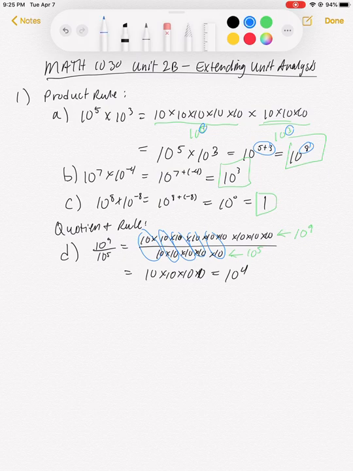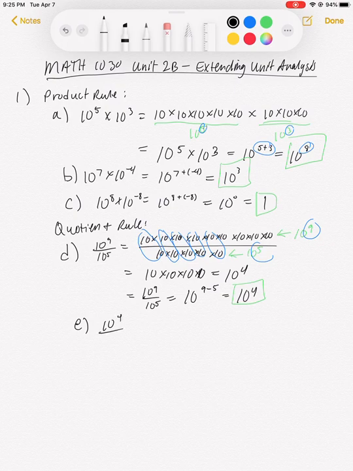Now notice that the 9 and 5 are related to 4. So I can say that 10 to the 9th divided by 10 to the 5th is equal to 10 to the 9 minus 5 power, which is 10 to the 4th. Okay, so there's my little shortcut there. All right, let's go on to part E. We have another one to practice. 10 to the fourth divided by 10 to the negative third. By our quotient rule, 10 to the 4 minus a negative 3 is 10 to the 4 plus 3, which is equal to 10 to the 7th.